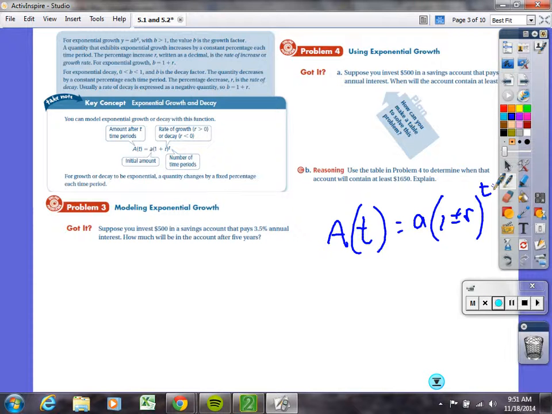So can somebody give me something that uses exponential decay? Half-life. So decaying of like carbon dating.